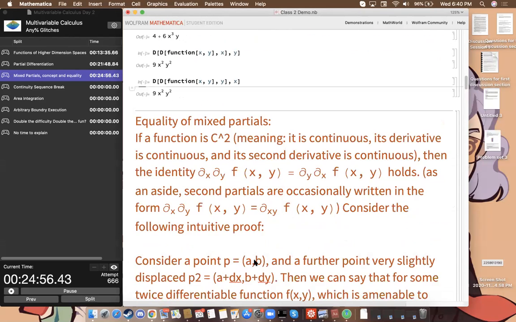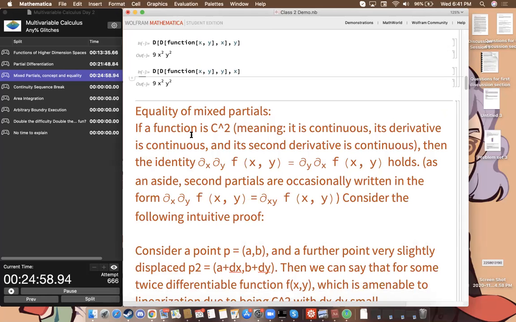Now, it happens that you actually only have 3, because as you can see here, it didn't matter what order I did my second degree partial derivatives, my mixed partials. This is a fundamental rule called the equality of mixed partials. If a function is C2, meaning it's continuous, its derivative is continuous, and its second derivative is continuous, I'm pretty sure C2 goes up to second derivative, then this is true. Doesn't matter the order you do them. You can do your partial derivative with respect to y and then with respect to x, or with respect to x and then with respect to y.